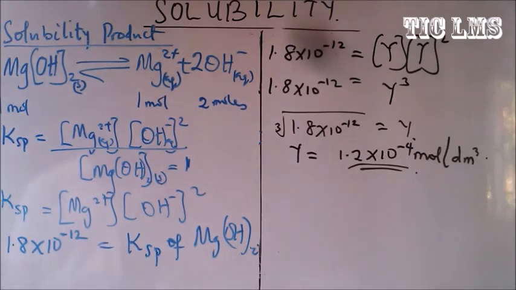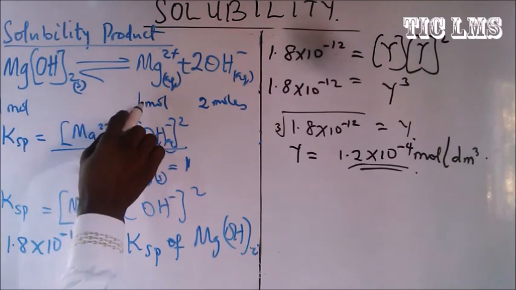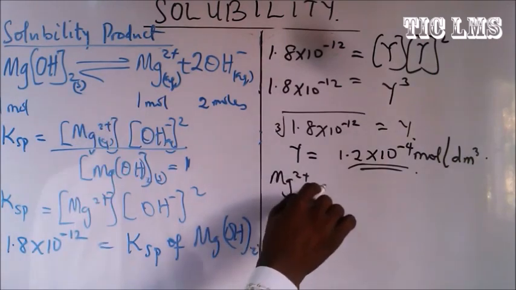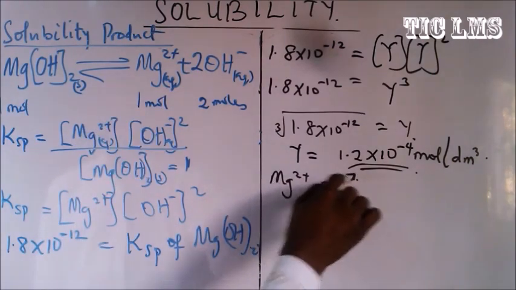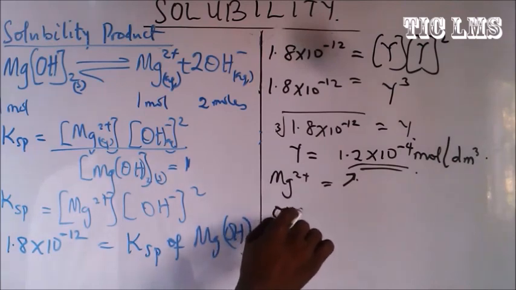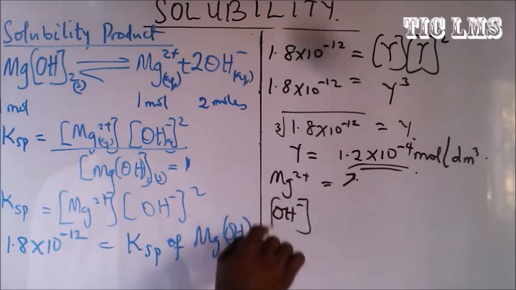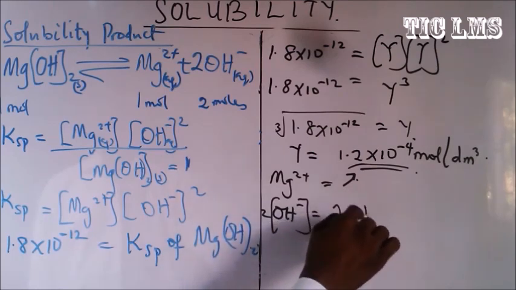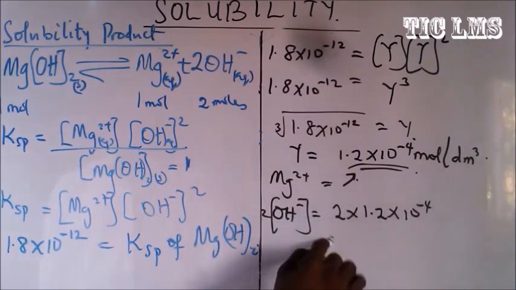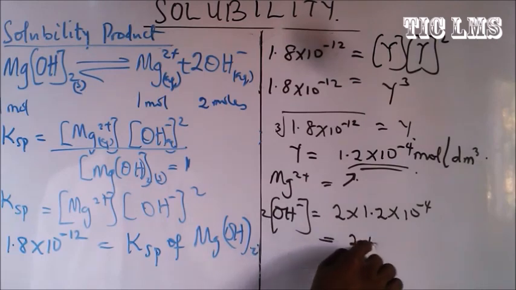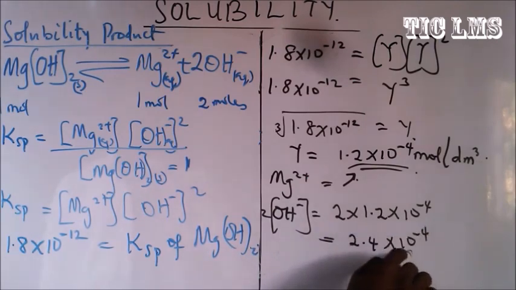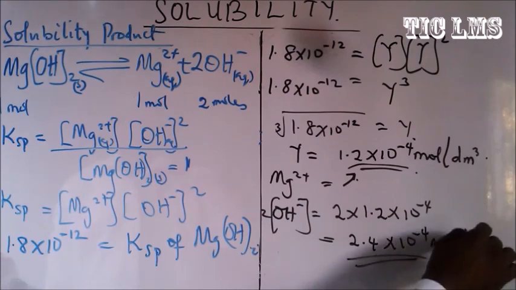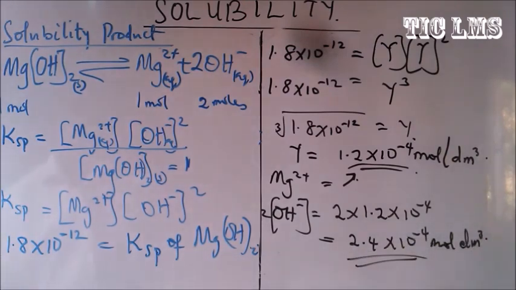So from here, we have that the solubility of magnesium hydroxide in water is equal to 1.2 times 10 raised to the power minus 4. Likewise, the magnesium ion is also equal to this. But for hydroxyl ion, which is multiplied by 2, it will be 2 times 1.2 times 10 raised to the power minus 4. And so we will have 2.4 times 10 to the power of minus 4 mole per dm cubed. So this will be the solubility of the OH minus.